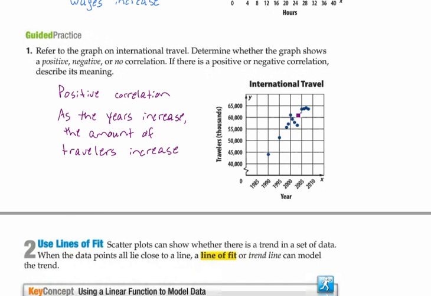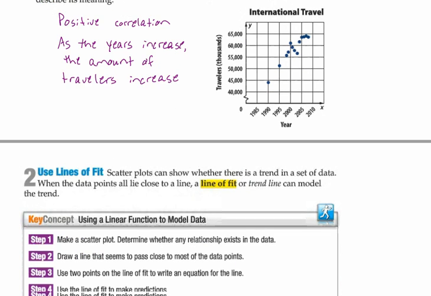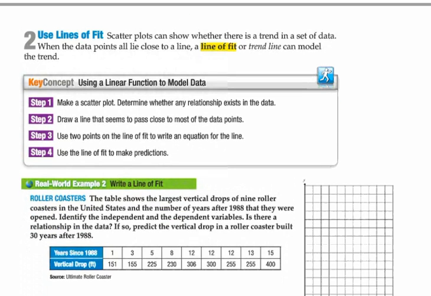Okay, again, not being picky about whatever happened in the early 2000s right there, we can see a pattern that these points are increasing. So we are going to call this a positive correlation. What is it representing? It's saying that as the years increase, the amount of travelers are increasing as well. Okay, just a quick representation of summarizing that data.